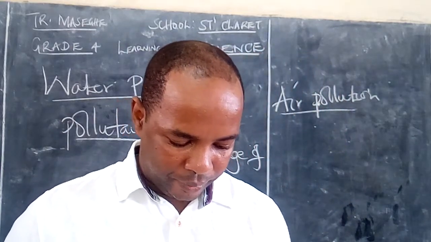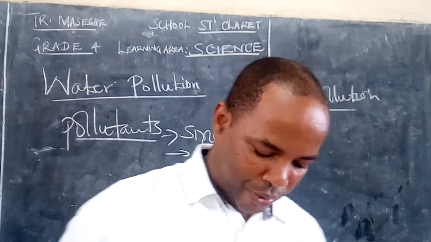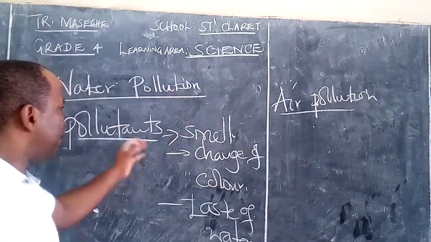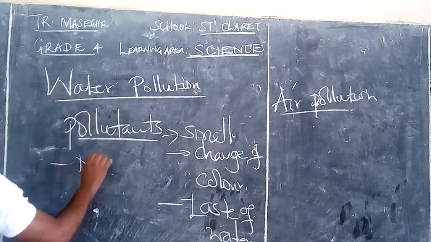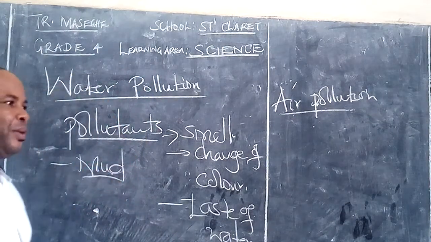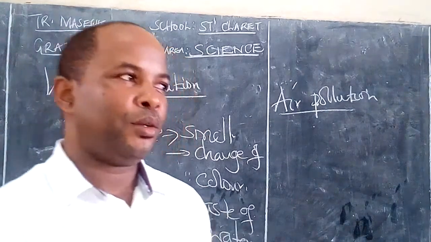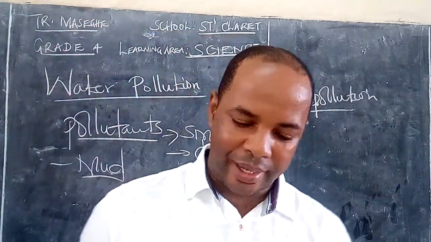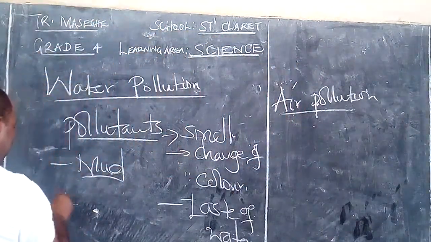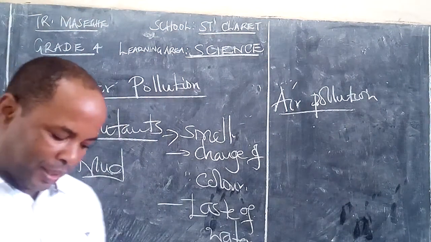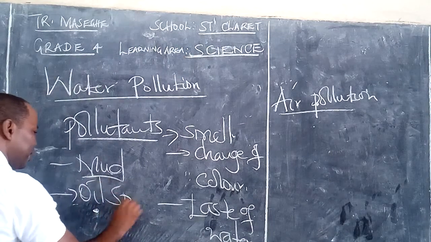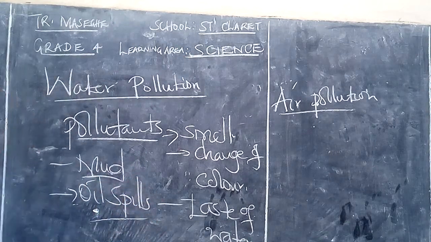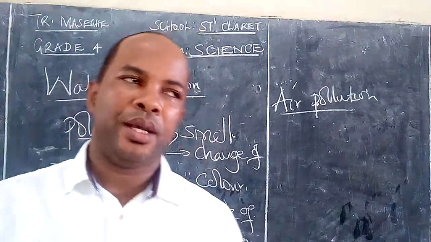Another thing that you're supposed to know about the pollutants, one of them can be mud. Mud is also another pollutant. When water mixes with mud, obviously it will have taste, it will change color, and so forth. Another thing is oil spills. Now what are we calling oil spills?